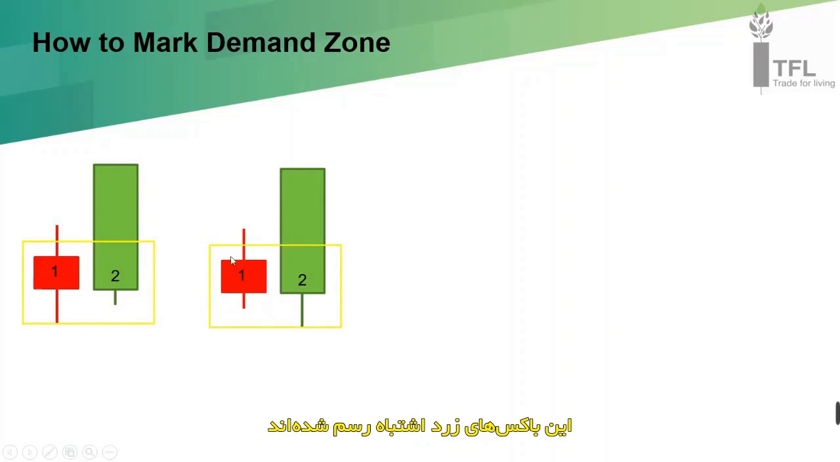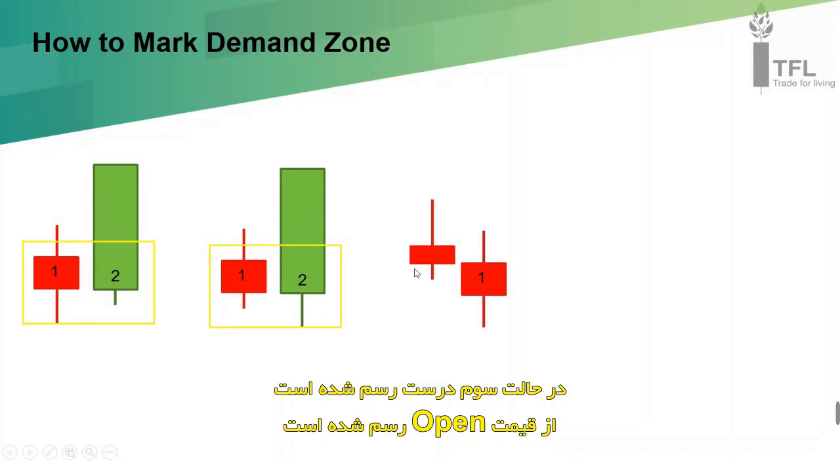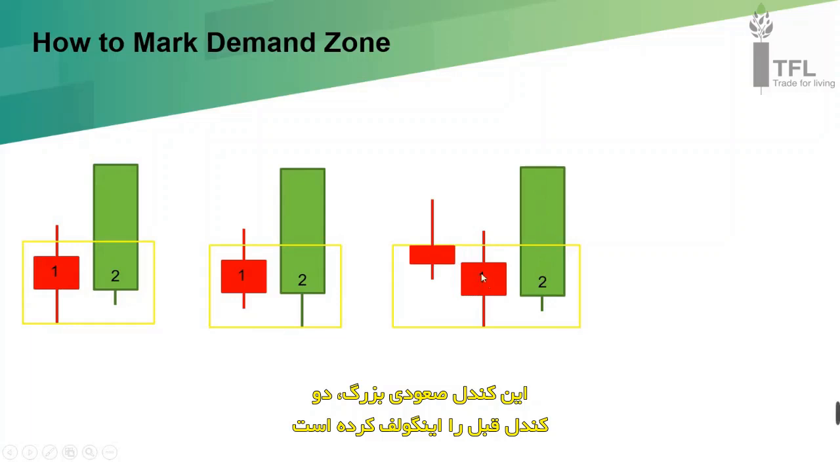I think there is some mistake over here. It's supposed to be at the open of the candle. Sorry for that. So the demand zone is exactly at the open of the candlestick. The third one, yes, this is the correct one, at the open. If you can see this example, what is special about it, different from the previous two, is that in this type one big candlestick engulfs two small candlesticks.